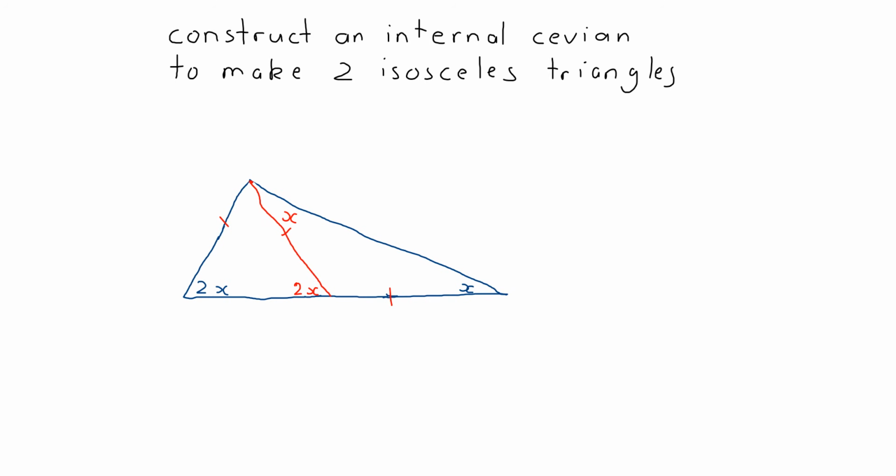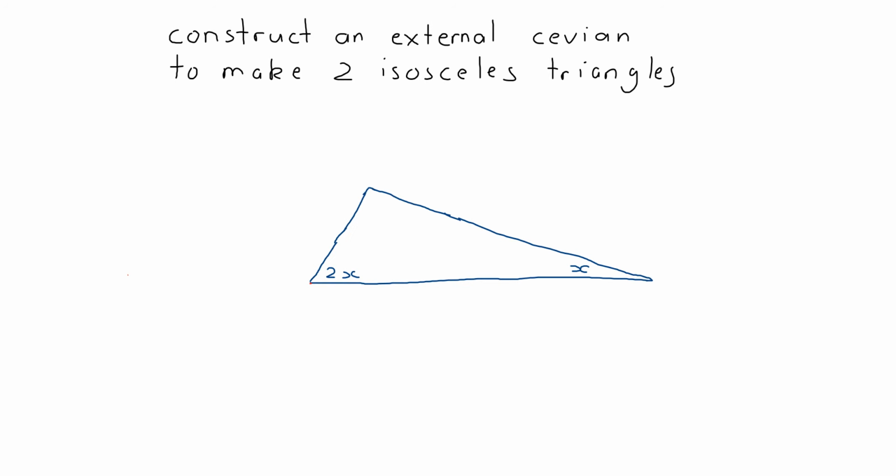Okay, let's try another one. This time we're going to construct an external cevian to make 2 rather than 1 isosceles triangle. I'll pause this and let you have a go at it first, and then I'll do the solution. So have a go at it now, please. Okay, good. Hopefully you've had a go.